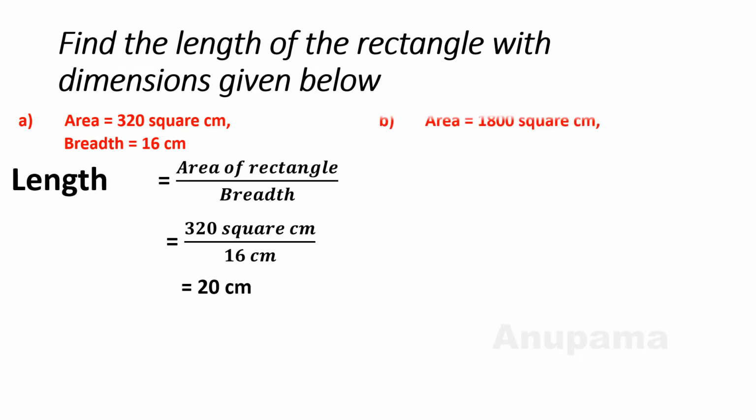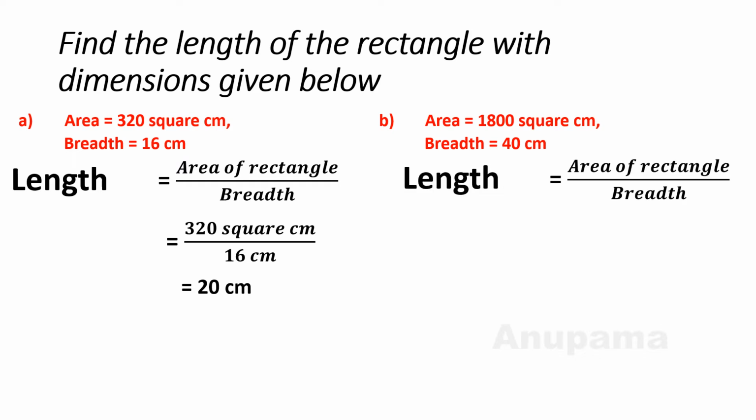Let us do one more question. Area equals 1800 square centimeters and breadth equals 40 centimeters. So let us find out the length. Length equals area of rectangle divided by breadth. Just put the values: 1800 square centimeters divided by 40 centimeters. And what is this? 45 centimeters.